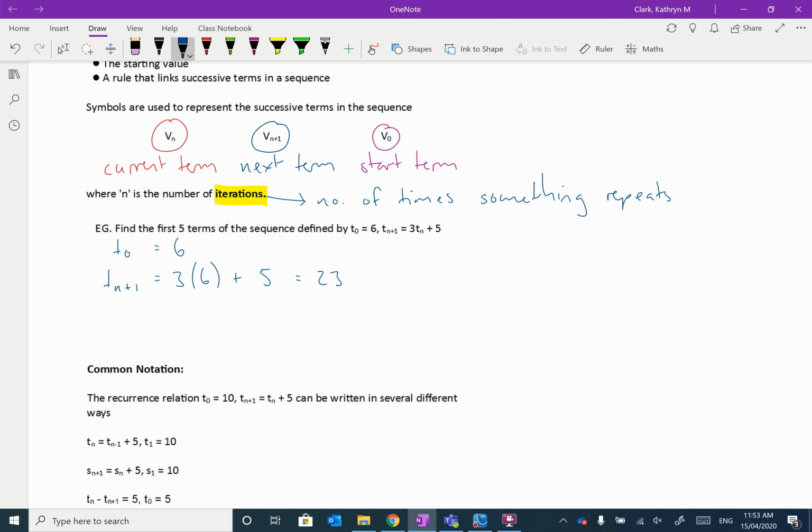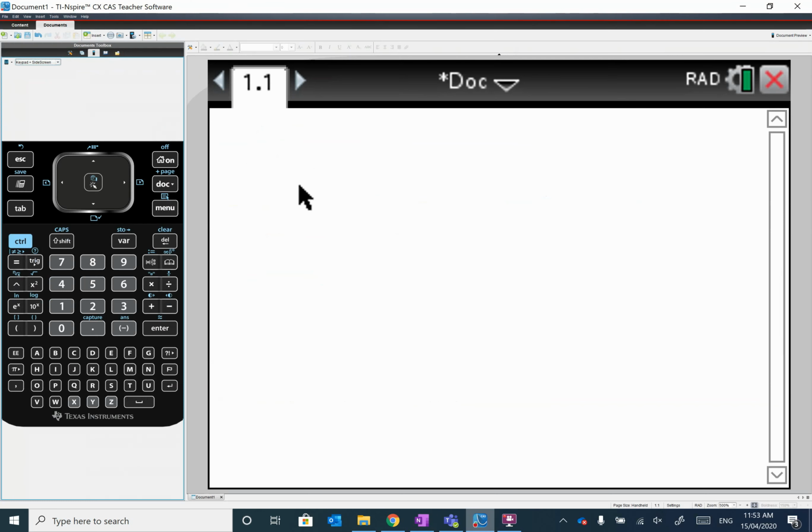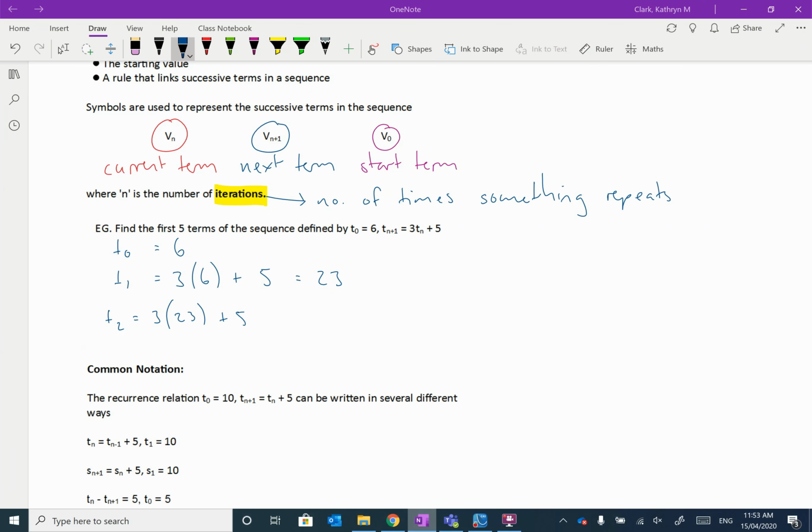So we're now going to find the next term. t2 will equal 3 lots of t1, which is 23, plus 5, and 3 lots of 23 is 69, plus 5 is 74. Alright, so I still need to do 2 more terms, and this is starting to get a little bit tedious having to do it by hand.